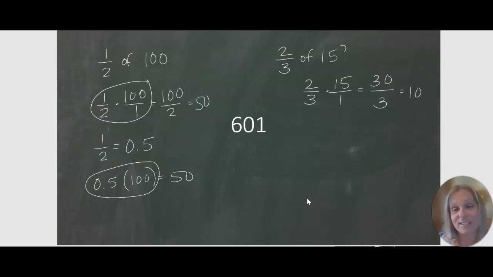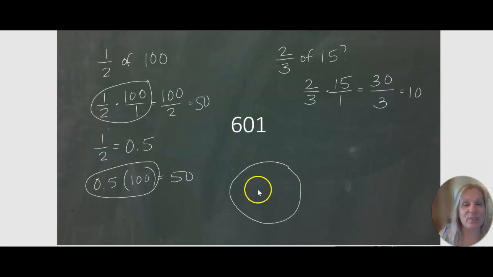How many degrees are in a full circle? Anyone know? So in a full circle, there are 360 degrees. So if we wanted to know what 2/3 of that would be, we would do 2/3 times 360. If we wanted to know what's 5/9 of that amount, we would do 5/9 times 360. That's what we're going to be doing in this lesson. We're going to be finding fraction of 360. All right, so let's try it out.